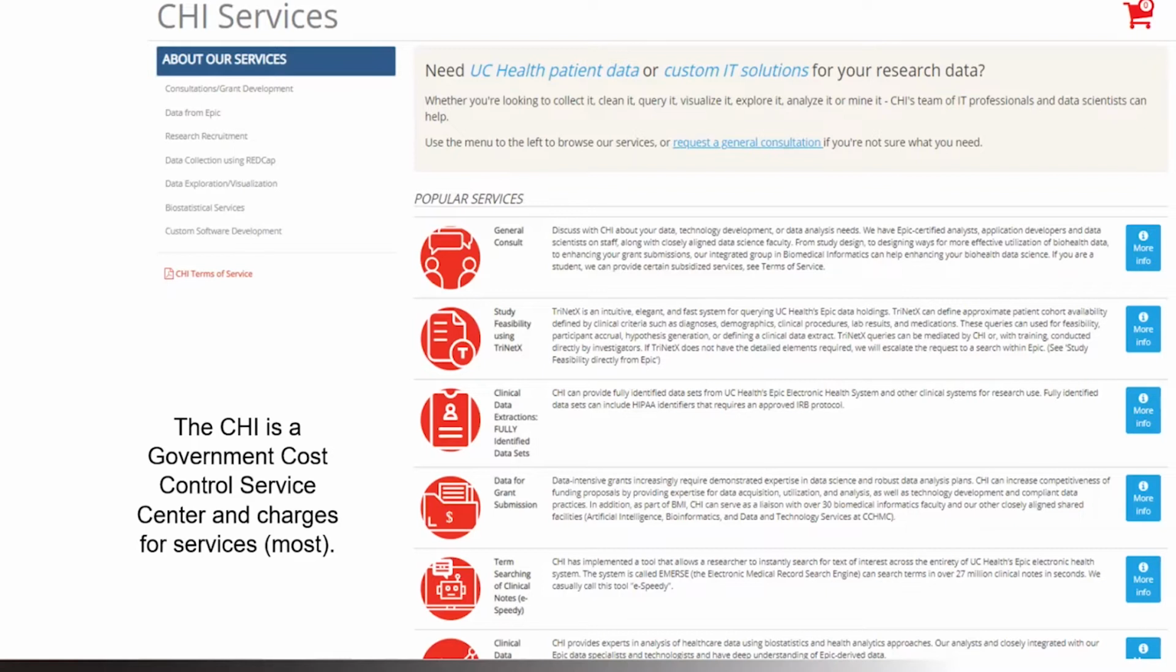We do some data exploration, visualization, biostatistical services. We don't do that anymore. We work with environmental health or BIRD over Children's through the CCTST. And then we also do custom software development. And I'll show you a couple examples of that as well.